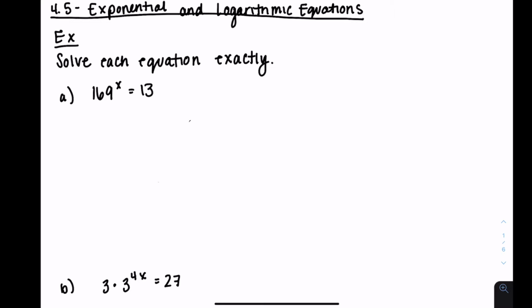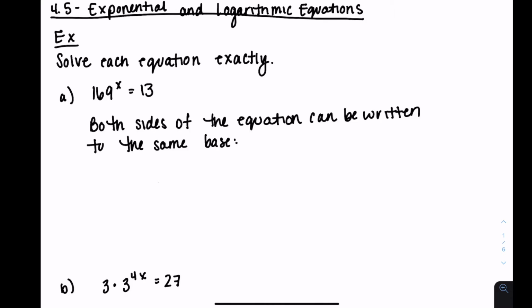So we're going to start with 169 to the x power equaling 13. Now the best thing you can do, if possible, is see if you can write them with the same base. And in this case, 169 is 13 squared. So both sides of the equation can be written to the same base. 169 is 13 squared, so that's 13 squared to the x power equals 13. And when you take an exponent to an exponent, you just multiply the two together. And 13 is the same thing as 13 to the first power.